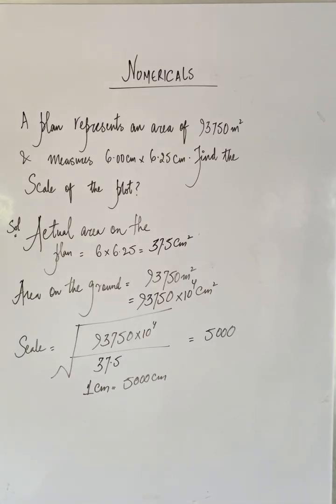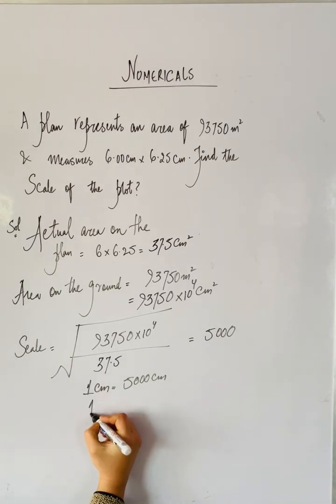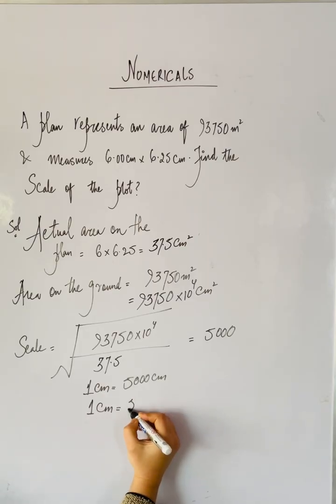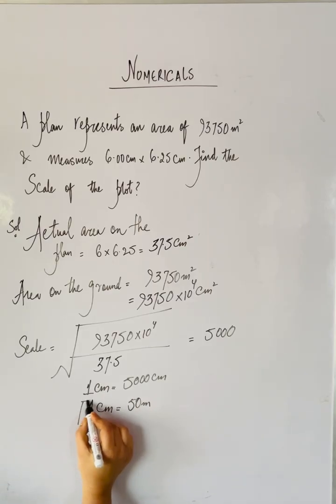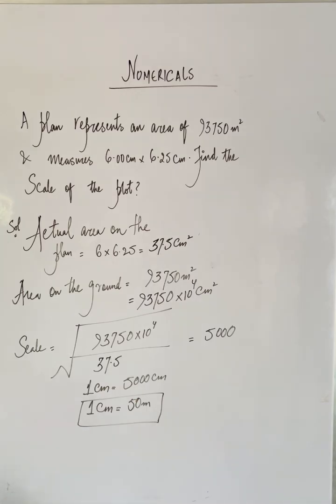That means every 1 centimeter on this plan represents 5000 centimeters on the ground. So it can also be written as 1 centimeter is equivalent to 50 meters. So this is our engineer scale of the plan. And if we have to represent it as representative fraction is 1 by 5000, right? So this was the question and we solved it, and the scale of the plan was found equivalent to 1 centimeter is equal to 50 meters, right? Let's move on and do the next one.